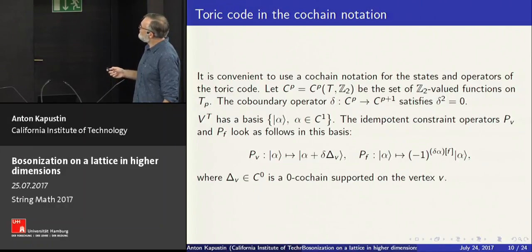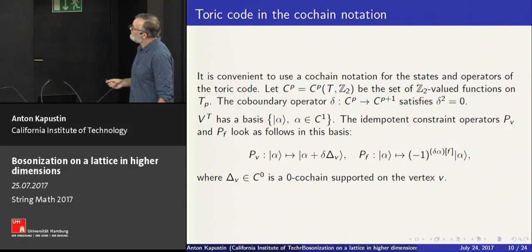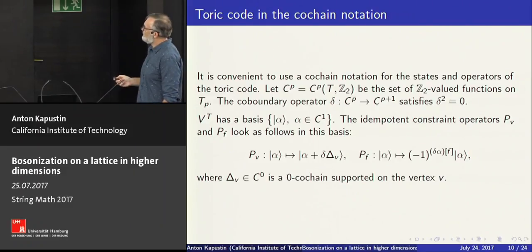So first of all, what is a cochain? A cochain is simply a Z2-valued function. In my case, a cochain is valued in Z mod 2, a function on the set of, say, P-simplices, if I'm dealing with P-cochains. And I have a standard coboundary operator, which satisfies delta squared equals zero. Using this operator, I can rewrite my projector. First of all, in this notation, I can think of a basis in the space of the toric code, which is simply labeled by elements of one-cochains.